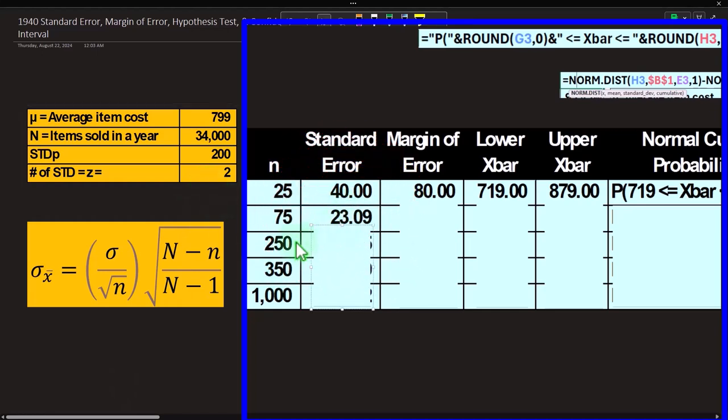Now, what happens if we increase n to 75? Of course, we're taking a larger sample n out of a population of 34,000, which is typically good.